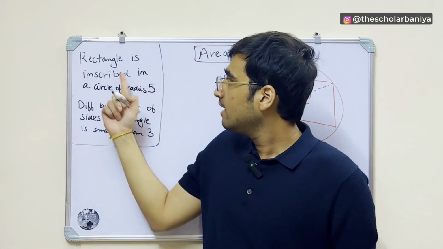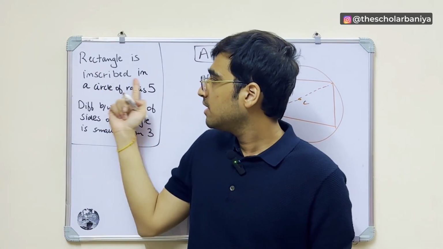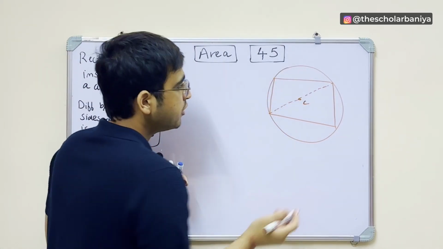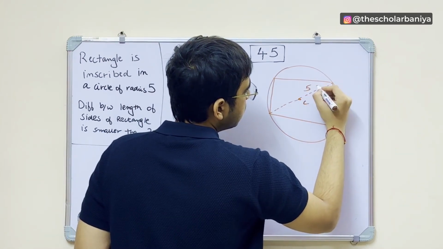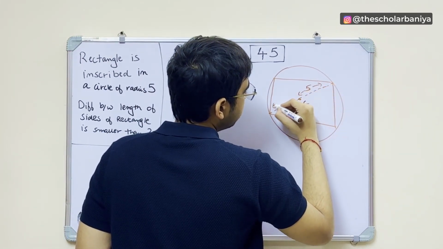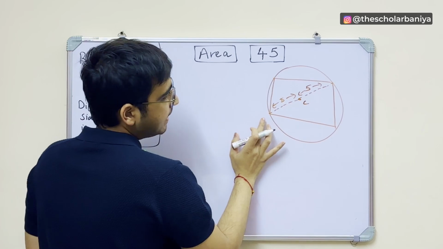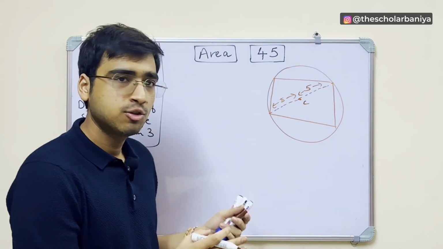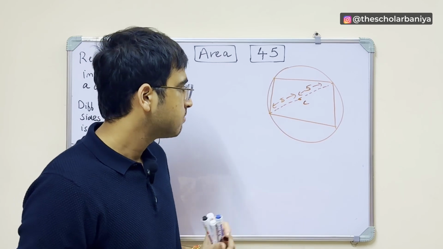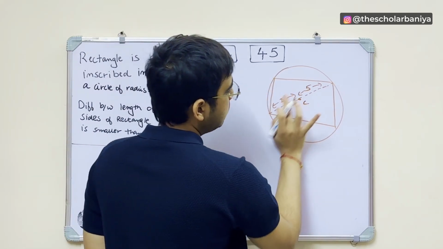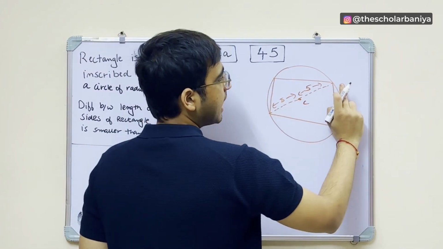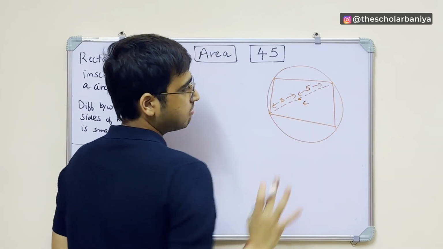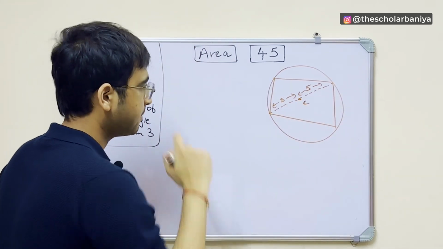So we know that the rectangle is inscribed in a circle of radius 5, which means this is 5, right? And this is also 5. So this entire thing is a diameter which is 10, and which is also the diagonal of this rectangle. In this rectangle, this is the diagonal, which is also the diameter of the circle, which is 10. I hope this should be clear, right?